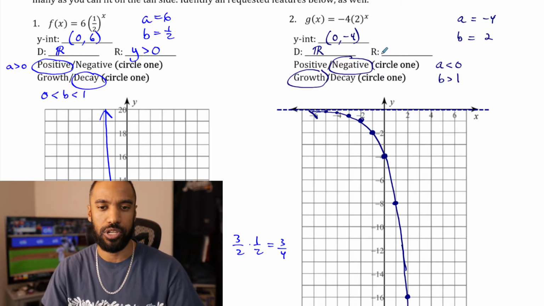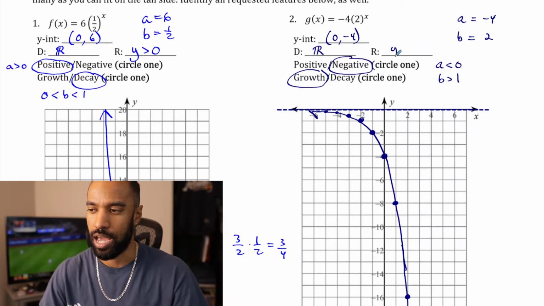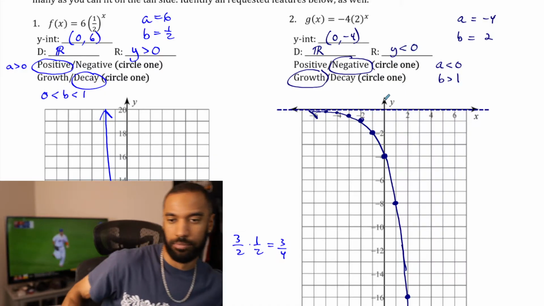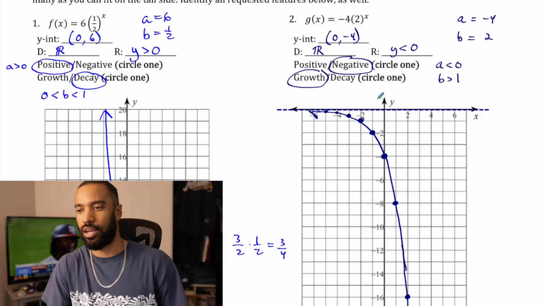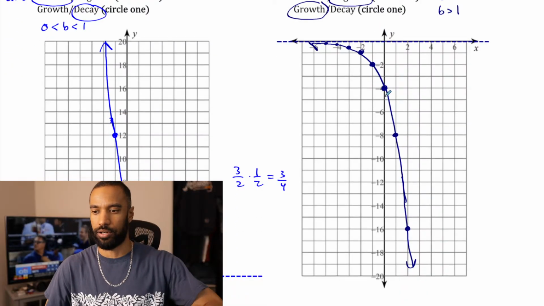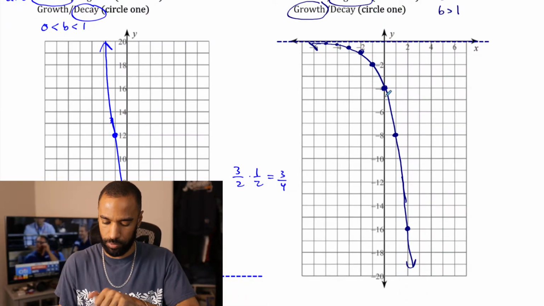The range, however, seems to be only negative numbers this time. Our y is less than 0 because we are now below the asymptote this time. Give me a second. And there is this graph right here.